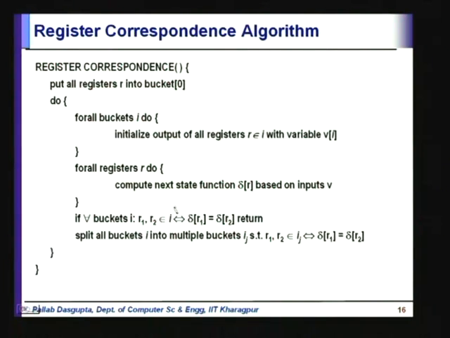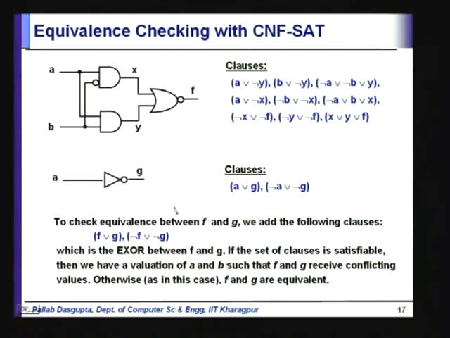Now, so far what we have talked about is how to arrive at the register correspondence. So, I have given you the algorithm and I have asked you to develop a proof for that algorithm. Okay. Now, next step is, how do we check the equivalence between the functions? How do you do the equivalence checking between functions?